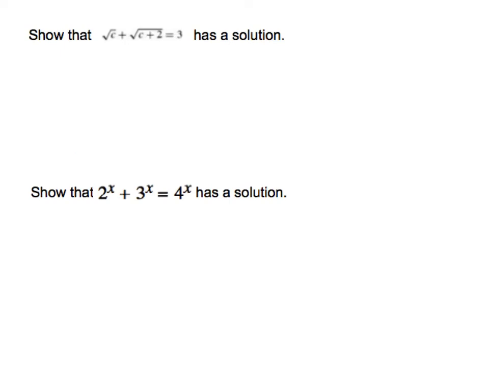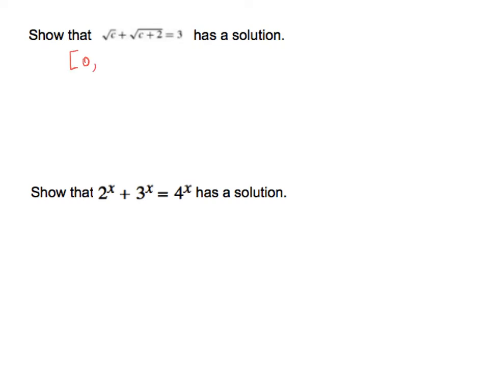Okay, a couple more examples. Show that the square root of c plus the square root of c plus 2 equals 3 has a solution. Thinking about what interval to go with, I want to make sure that I am larger than getting an output of 3 is my main thing. So I'll start at 0, that's fine.